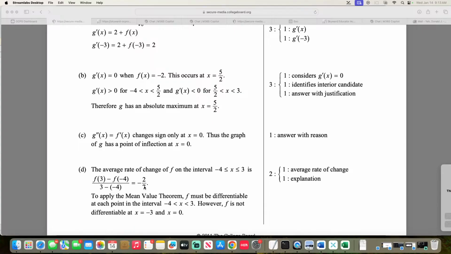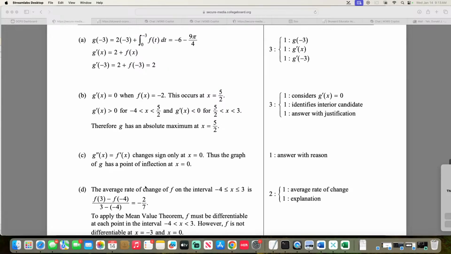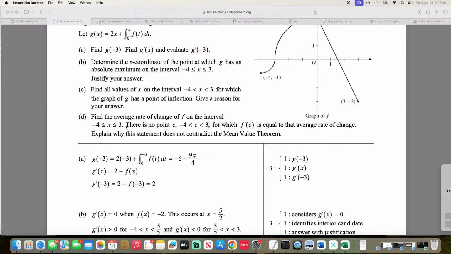Now, I think this one might be a harder one because the question is very hard to read. There is no point, so non-existent, for that f prime of c is equal to the average rate of change, which also means the mean value theorem.